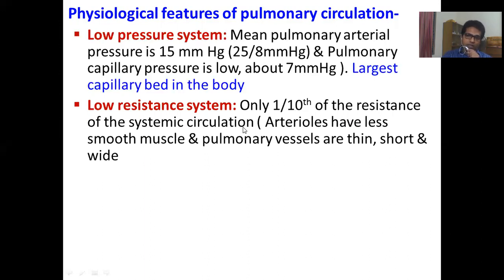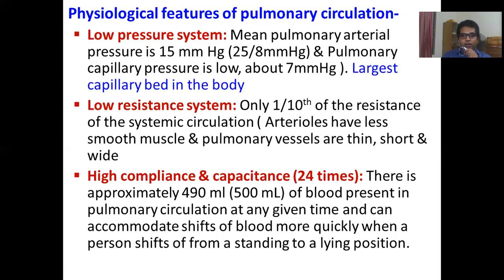So why is the resistance very low here? Because the arterioles of the pulmonary circulation have less smooth muscle in their wall, and also the pulmonary vessels are thin, short, and wide. That is why the resistance is very low.